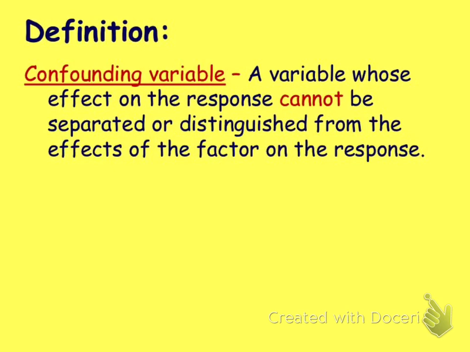Confounding variable is a variable whose effect on the response cannot be separated or distinguished from the effects of the factor on the response. So this is the word that gets the most confused in this whole unit every single year. So I want to explain it from the beginning, and I want you all to listen because this is so important. This vocab term comes up all the time on tests, and it's just hard to understand. So confounding variable means when I do this experiment and I find out that Hippity Hop is better, I could have what's called a confounding variable.